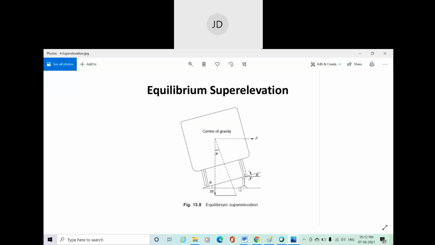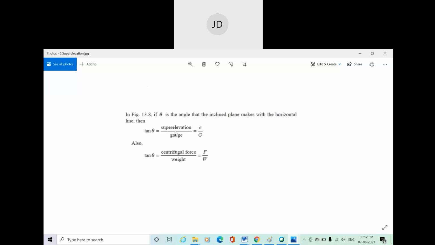Okay, and the distance between the outer rail and inner rail is known as what? Gauge. You know these things, right? Consider this is the base of the triangle. This is your perpendicular of the triangle, which is denoted by super elevation. Now, if you consider tan theta from this triangle, it will be perpendicular by base, and here perpendicular is super elevation, and base is your gauge. So you can write tan theta equal to super elevation by gauge, P by B, E by G. Tan theta equal to E by G.